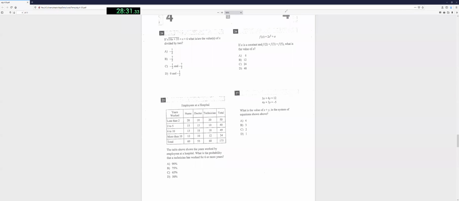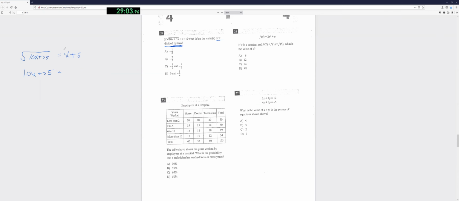All right, 24, looking kind of funky here. Root 10x plus 35 equals x plus 6, and what are the values of x divided by 2? I'm going to highlight this because I want to make sure I don't forget that. The first thing I want to do is square both sides to get rid of this square root. So I'm going to get 10x plus 35 is equal to x plus 6 squared.